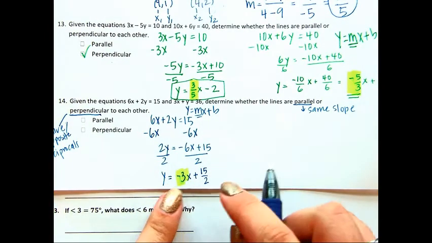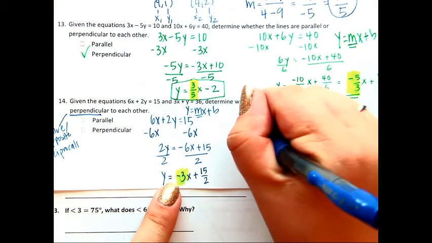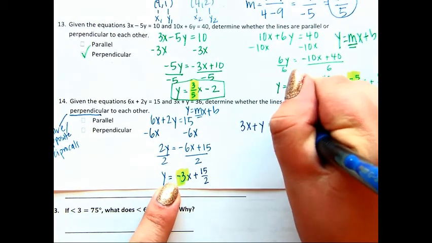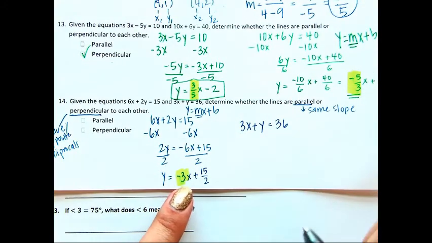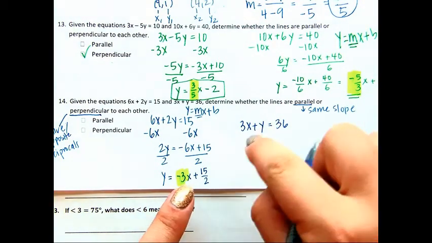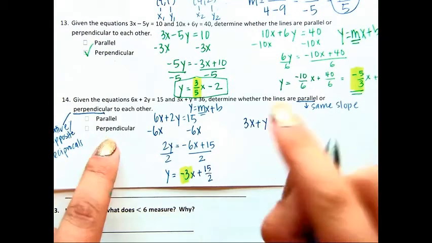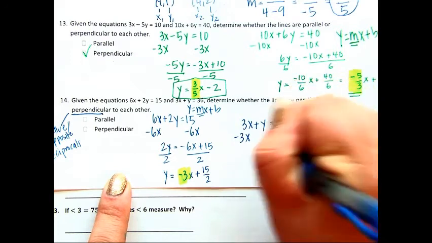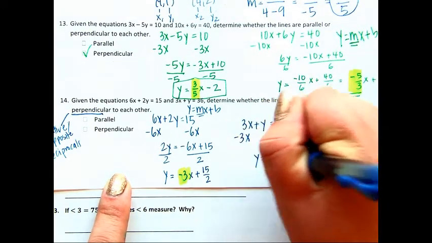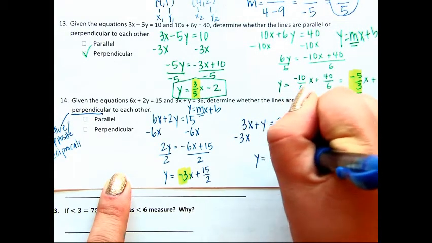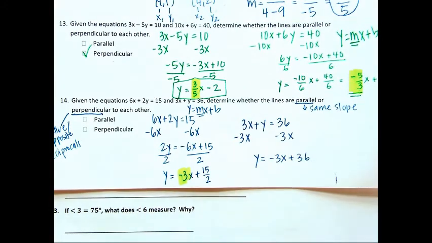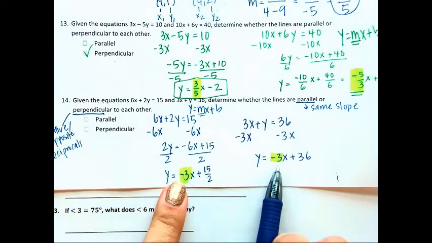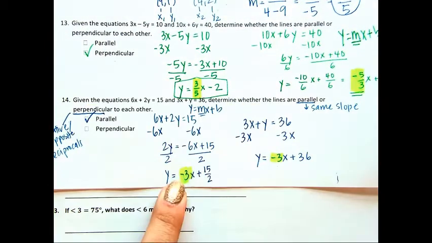Don't forget, this is what we care about right here. So there's my slope, negative 3, and I want to see if this other equation, 3x plus y equals 36, is either parallel, perpendicular, or neither to each other. I guess just parallel or perpendicular. So we're going to subtract 3x from both sides. So we end up with y equals negative 3x plus 36. And all I care about is that negative 3. Because they're the same, they are parallel and not perpendicular.